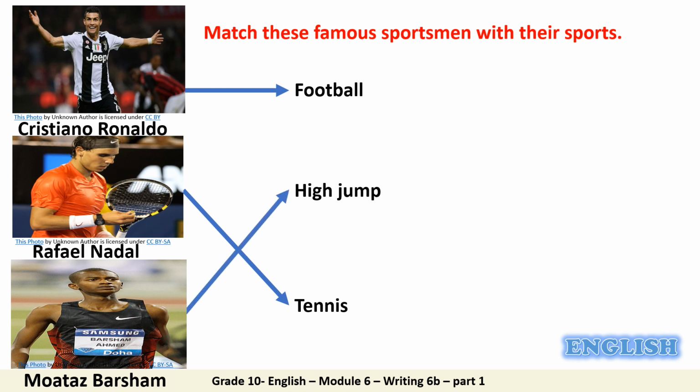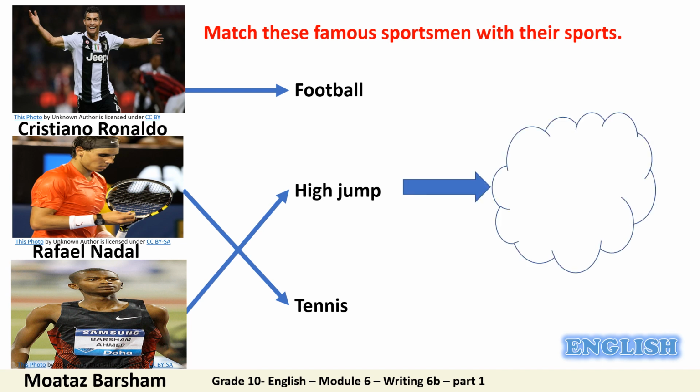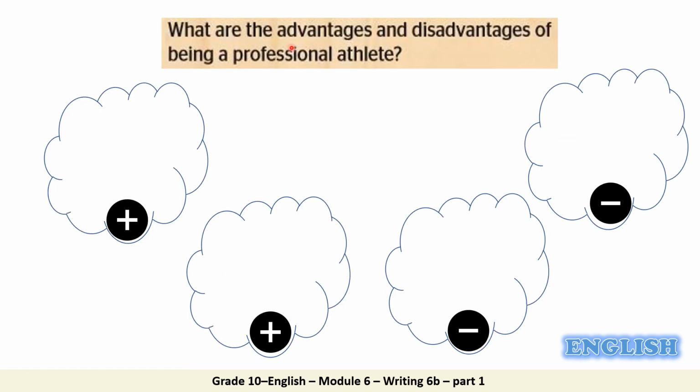He does high jump. So how do we call these famous sportsmen? Very good. So they are professional athletes. What are the advantages and disadvantages of being a professional athlete? I wanted to pick out 2 advantages and 2 disadvantages. So please pause the video and try to think.